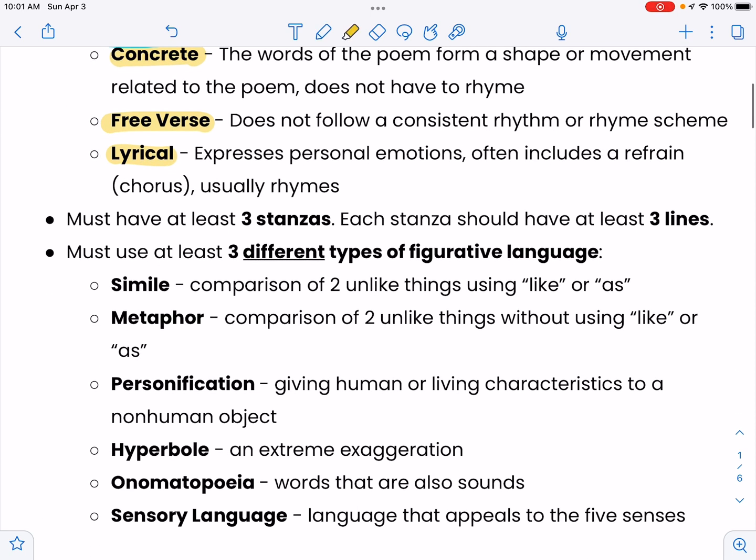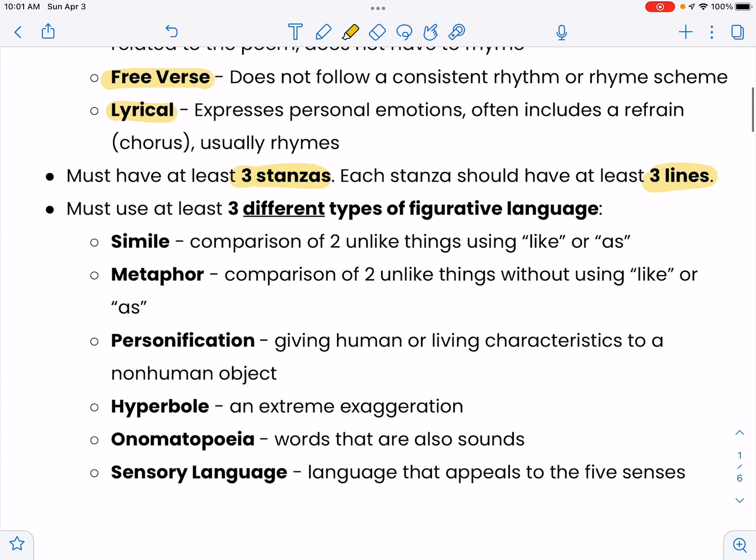It must have at least 3 stanzas. Each stanza should have at least 3 lines. So remember, a stanza is a group of lines in the poem. Your group of lines should be 3 lines. That should be very clear.